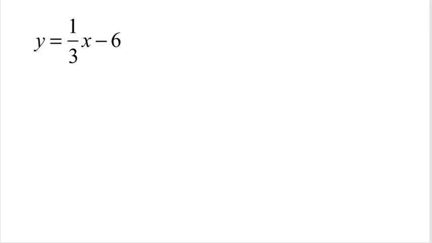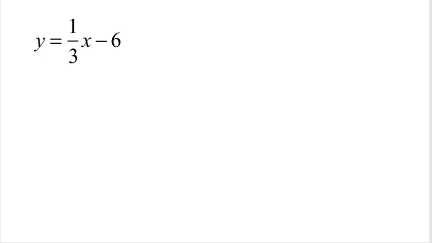So let's start with the sort of line that we've seen before, y equals 1/3 x minus 6. This is in slope-intercept form, y equals mx plus b. So the slope m is 1/3, rise 1, run 3. The y-intercept is -6, so it crosses the y-axis at -6. So we know the y-intercept immediately.